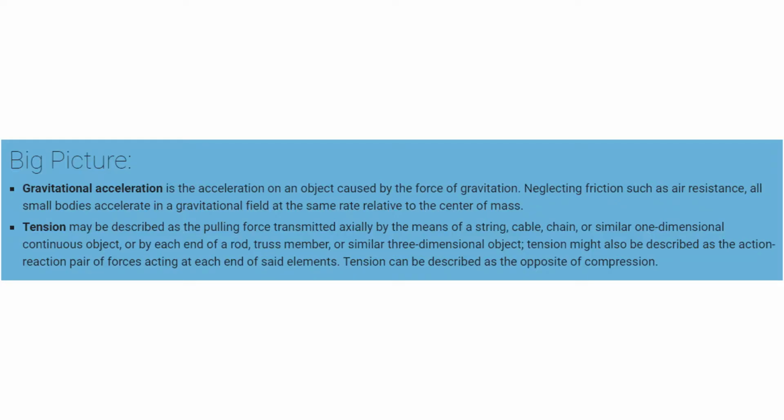The big picture, or main idea, of our project revolves around two fundamental concepts: gravitational acceleration and tension. Gravitational acceleration is the acceleration on an object caused by the force of gravitation, and tension may be described as the pulling force transmitted axially by means of string, cable, chain, or similar one-dimensional continuous object, or by each end of a rod, thrust member, or similar three-dimensional object.